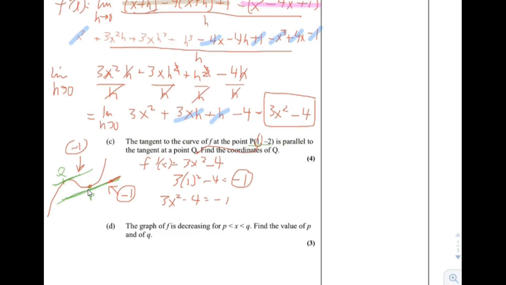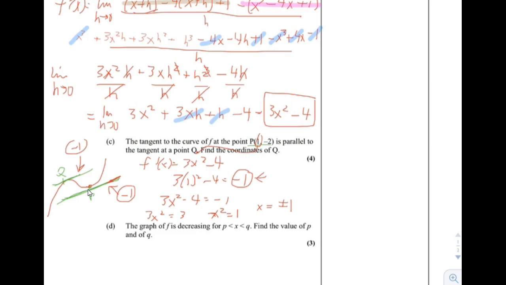So let's do some algebra here and isolate x squared. So we're going to add 4 to both sides, and we're going to get 3x squared equals 3. Then we'll divide both sides by 3, and we'll have x squared equals 1. So now we know that x is equal to plus or minus 1, and we already found the negative 1 solution, so the other solution is just positive 1.